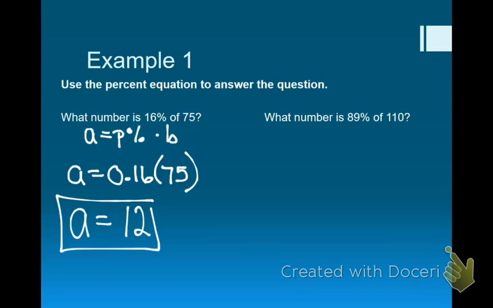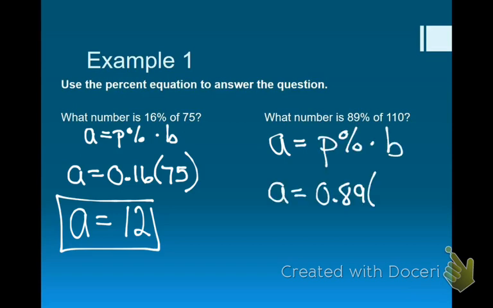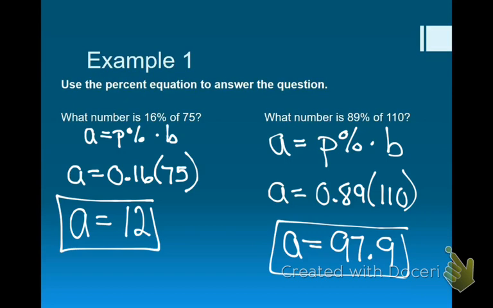All right, so what number is? I don't know, A. 0.89 times 110. Who got 97.9? All right, so really the challenge in this section is just figuring out what you're solving for. Is it A? Is it P? Is it B? Getting those numbers plugged in, and then you're pretty much on the home stretch from there.